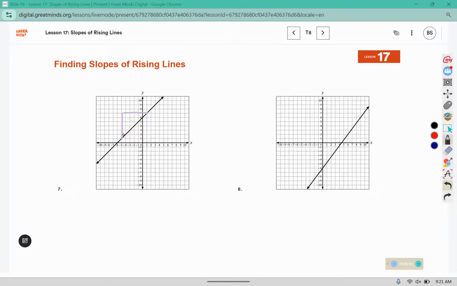This one goes up 6 and it goes over 6. So 6/6. 6 divided by 6 is 1, so the slope of the line in problem 7 is 1.